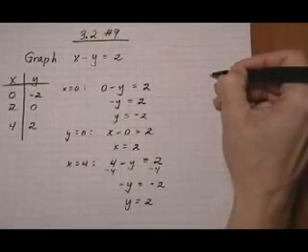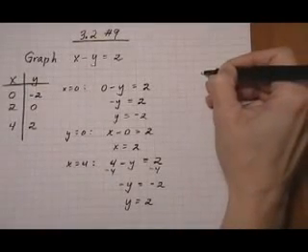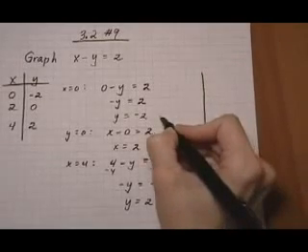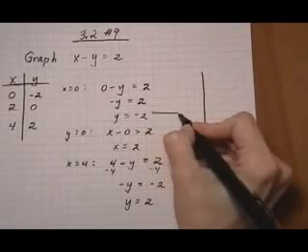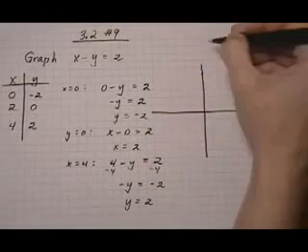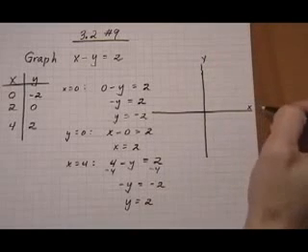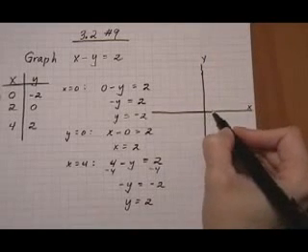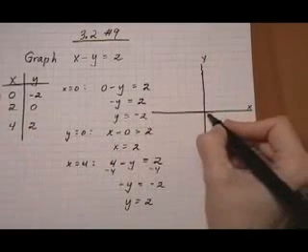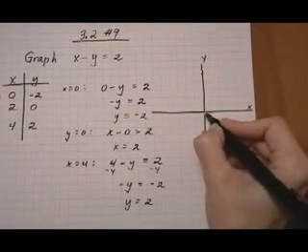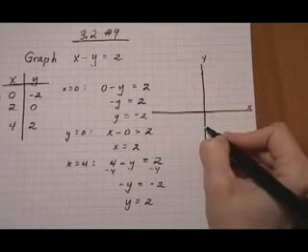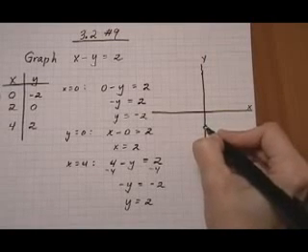And it's good to use graph paper. That way the line will come out somewhat straight. So we have our x-axis horizontal, y-axis vertical. And I'll make every square equal to 1. So if x is 0, so we start at the origin, we move 0 for x, y is minus 2, so we go down 2. There's our first point.